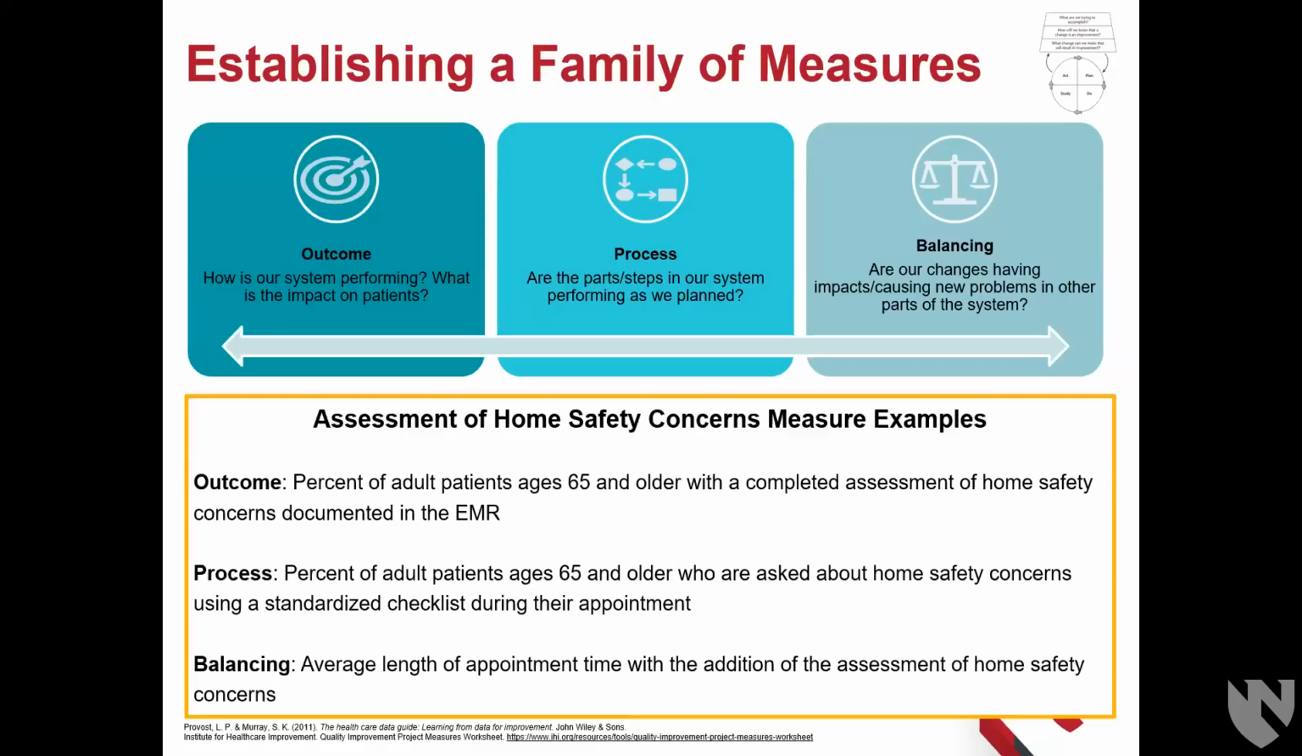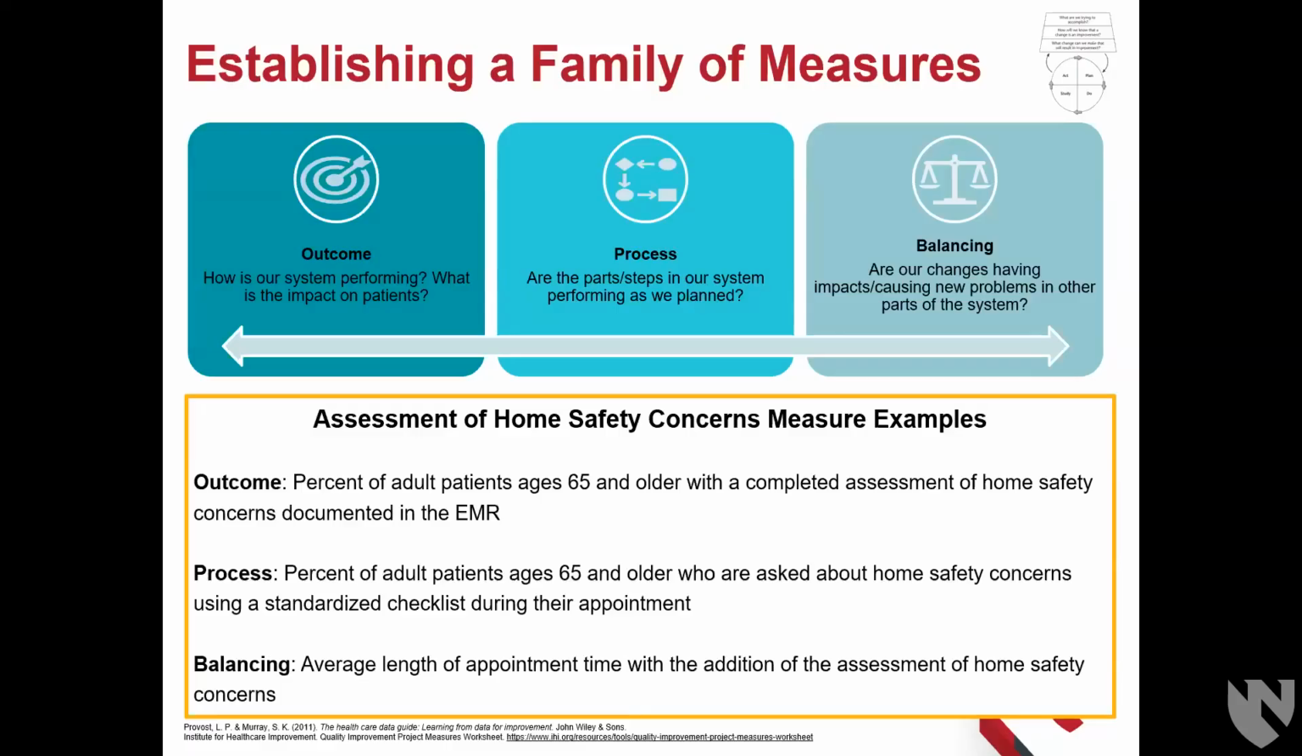Process measures follow. These are often logically connected with the outcome measures. So with our process measures, these measures are typically going to show improvement before we see improvement in the outcome measure. So with this in mind, process measures oftentimes serve as an early indicator of whether or not our changes are in fact improvements. So process measures help us understand if the parts or the steps in the system are performing as we planned or intended them to.